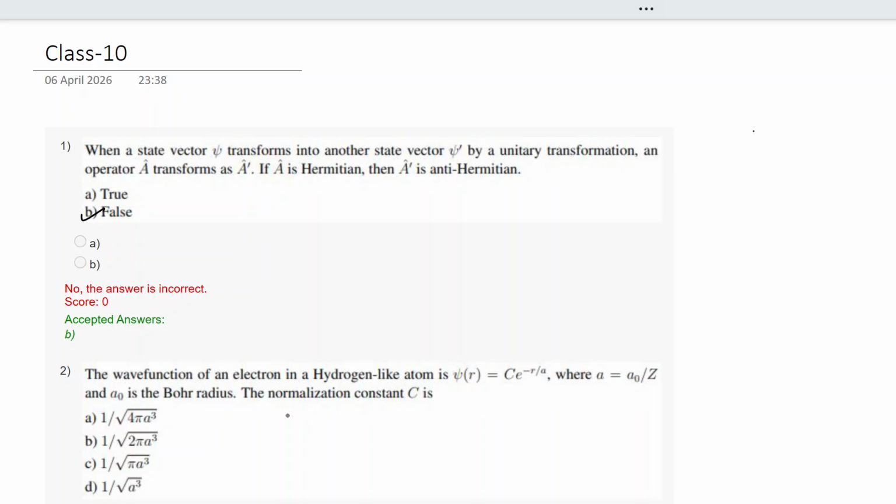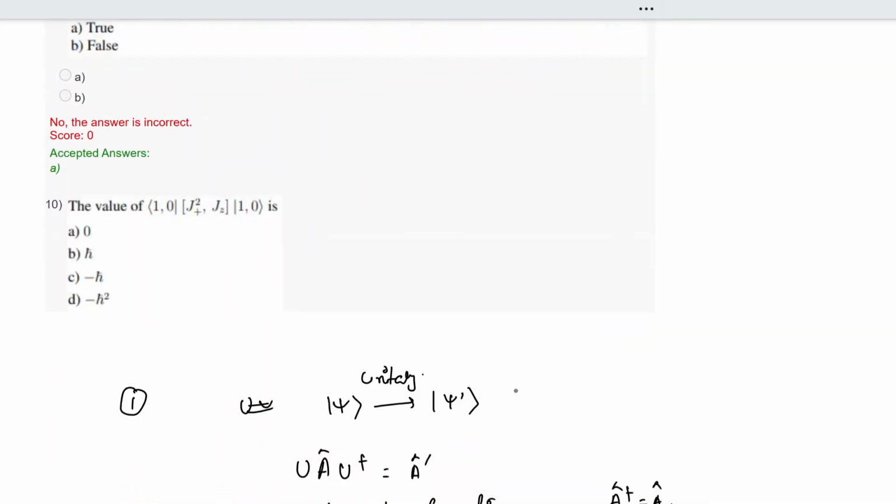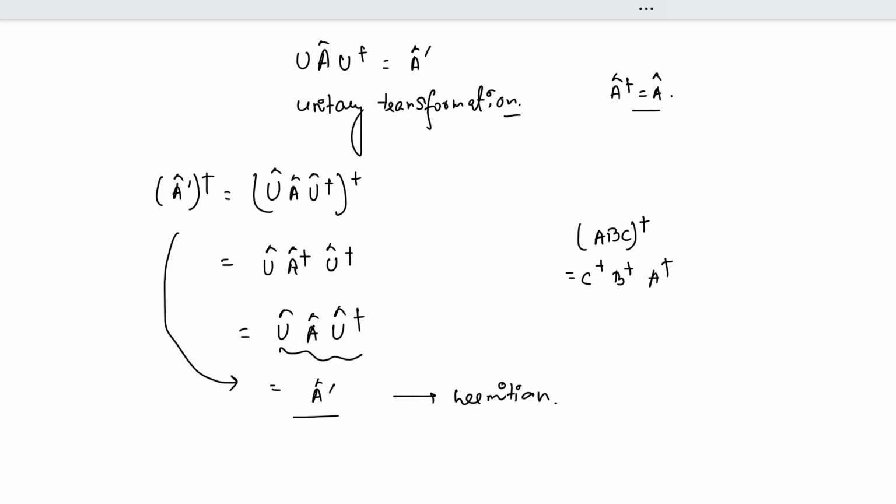Now question 2: the wave function of an electron in a hydrogen-like atom is psi(r) equal to C e to the power minus r by a, where a is equal to a naught by Z and a naught is the Bohr radius. Then what is the value of the normalization constant C? Only the radial part is given and you have to normalize it, but you also have to take the other coordinates, theta and phi. So you have the normalization condition of the wave function.